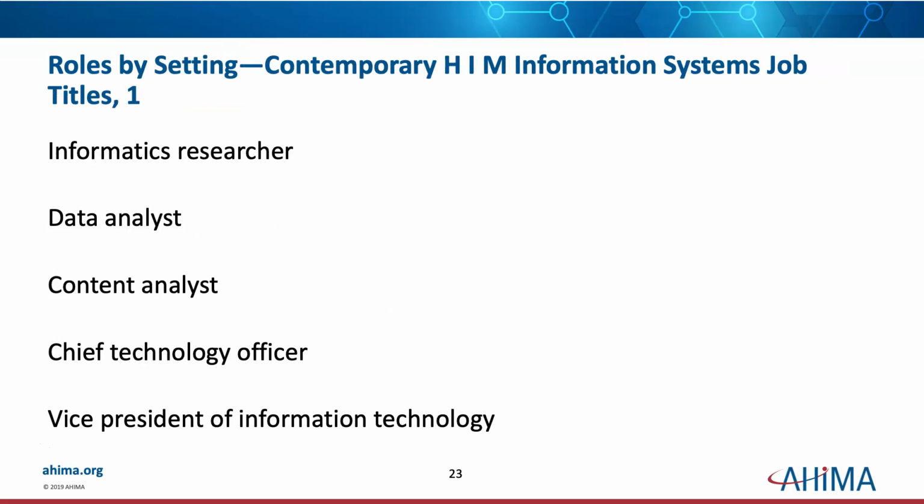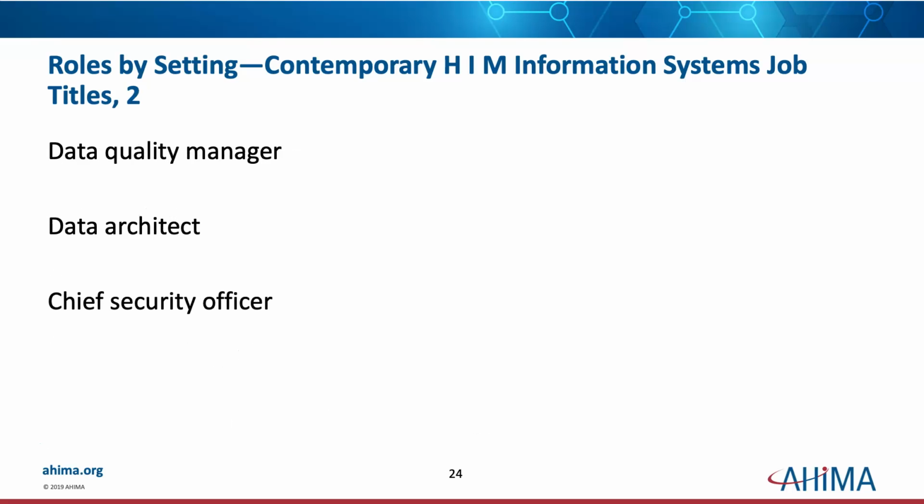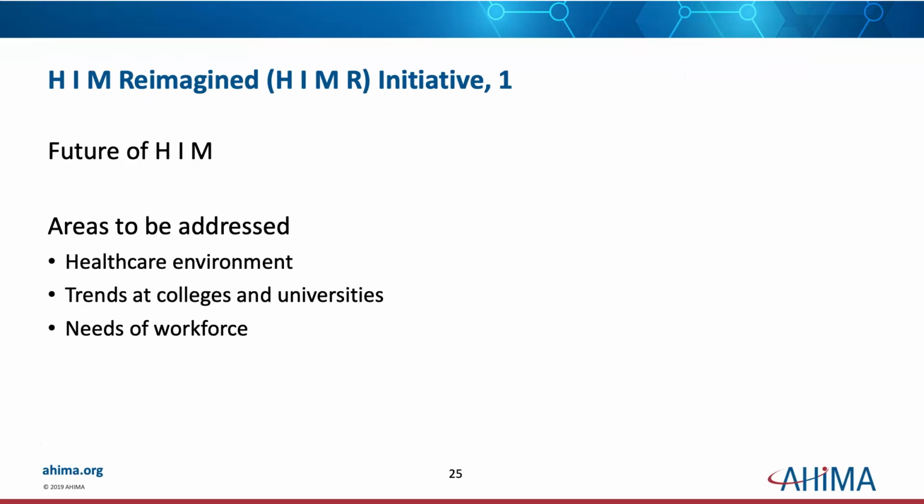And so I'm just going to read these off as well. This is Contemporary HIM Information Systems job titles. Informatics Researcher, Data Analyst, Content Analyst, Chief Technology Officer, VP of Information Technology, Data Quality Manager, Data Architect, and Chief Security Officer.